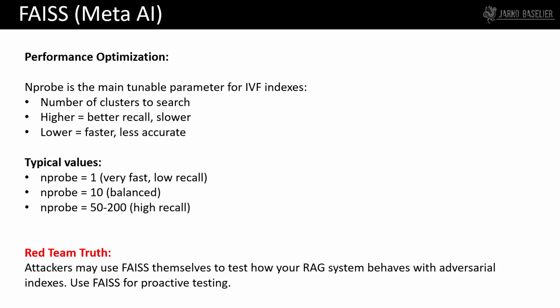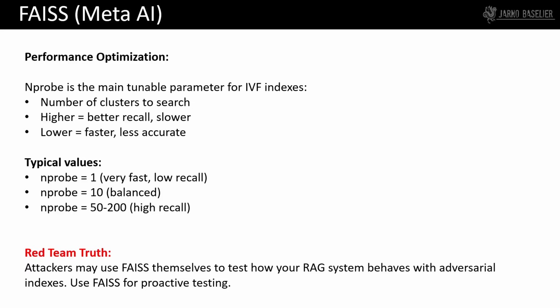Some typical values: we set nprobe to 10, which is the balanced way to use nprobe. But if you want nprobe to be very fast, then we can set it to 1. And if you want nprobe to have a high recall, then we set it higher than 10. So depending on your preference, we can set it between 50 and 200.